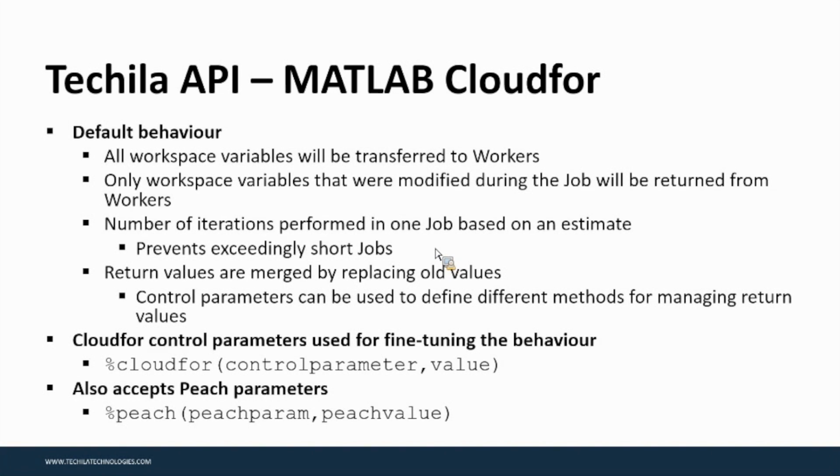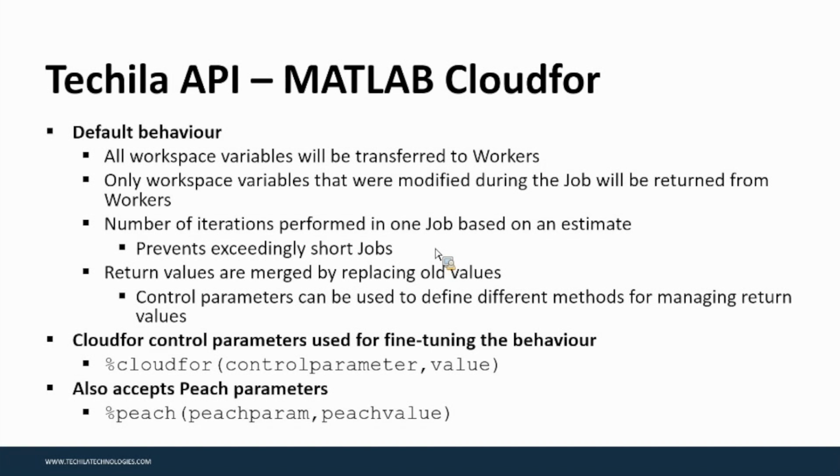So this is a safety mechanism to prevent extremely short jobs in situations, for example, where you have a Cloud for loop which has 1 million iterations, but the iterations themselves are not that long. In this case, Cloud for automatically groups the iterations so that each job performs multiple iterations instead of one.